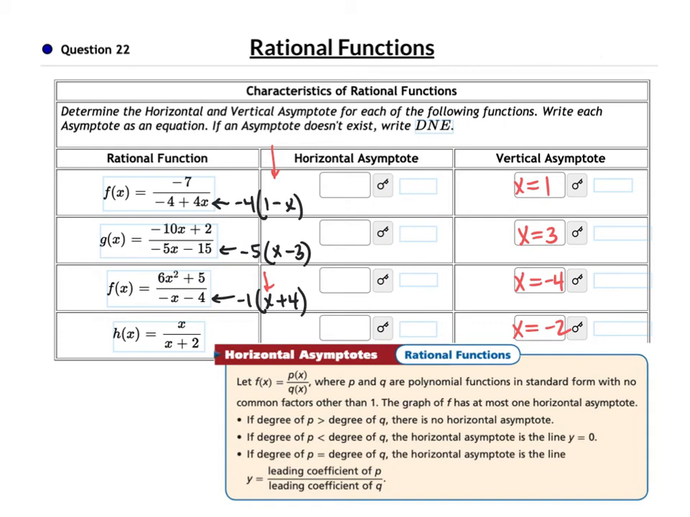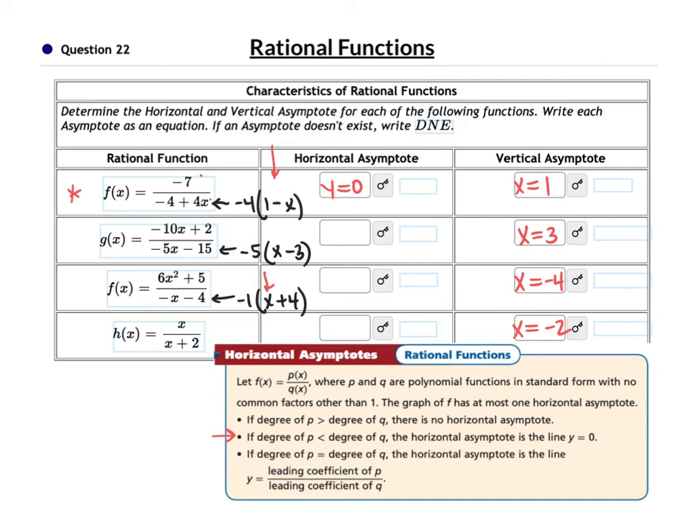The horizontal asymptotes follow the rules below. Look at the degrees. For the first one, the degree of the top one is 0. Notice there's no variable. The degree is 0. The degree of the bottom one is 1. The degree of the top function is less than the degree of the bottom one, which means we're on this one here, and we get y equals 0 is our asymptote.